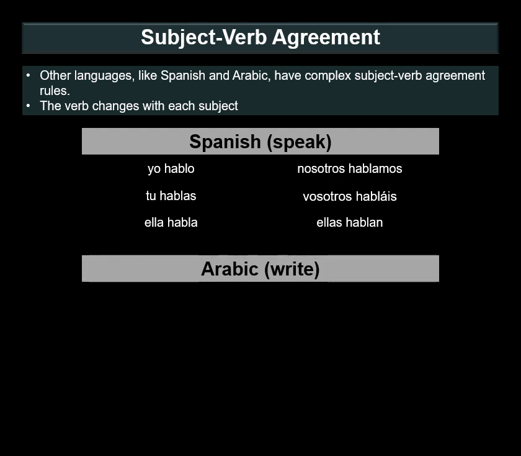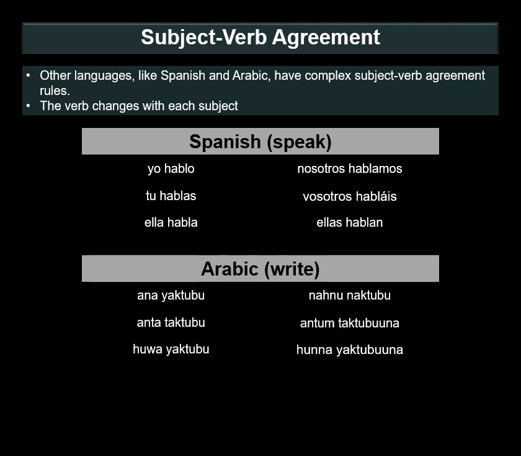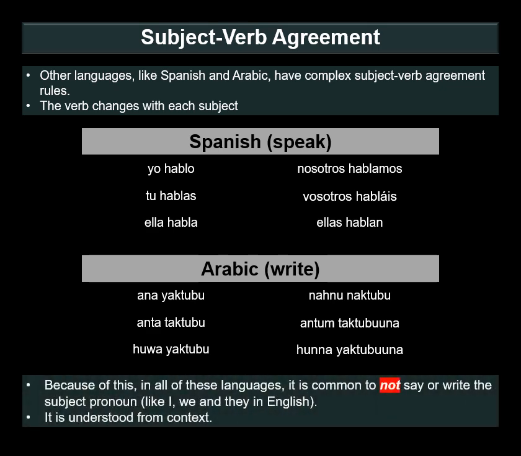The same in Arabic for write. So you would say ana yaktubu, anta taktubu, huwa yaktubu, nahnu naktubu, antum taktubuna, hunna yaktubuna. So every form very different depending on the subject. As a result, in all of these languages, it is common not to say or write the subject pronoun like I, we, they. However, it is understood from context. There is a subject. You just don't have to say it.